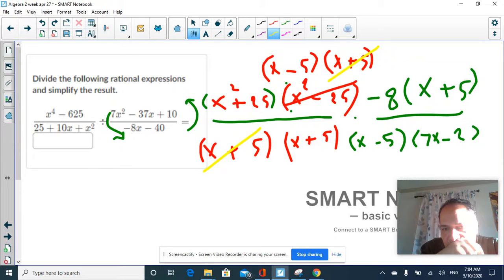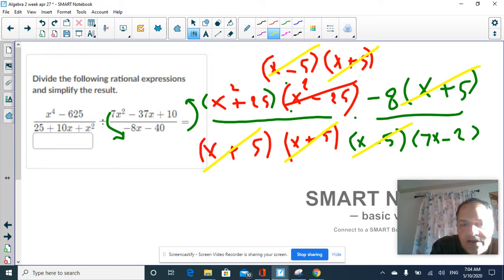What else? We have x plus 5 with x plus 5, x minus 5 with x minus 5. Do you have something else? No. So your function, if you write it in simplest form, has x squared plus 25 on top, and don't forget you have negative 8 outside.